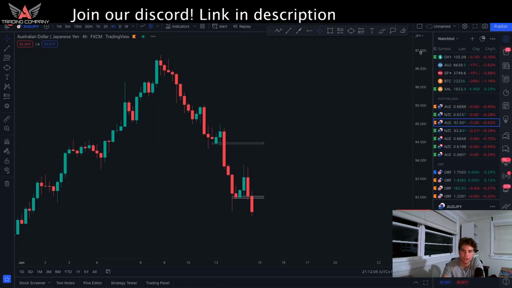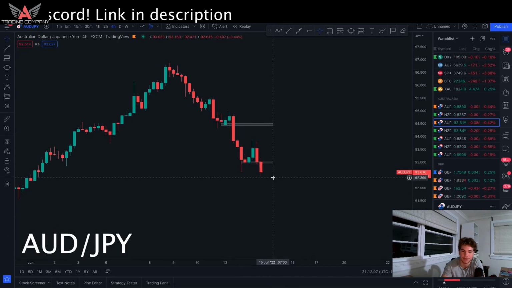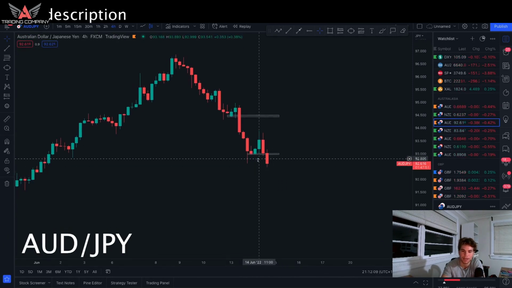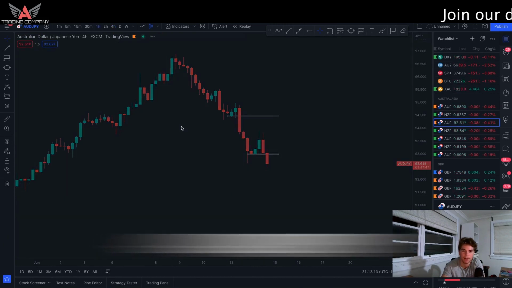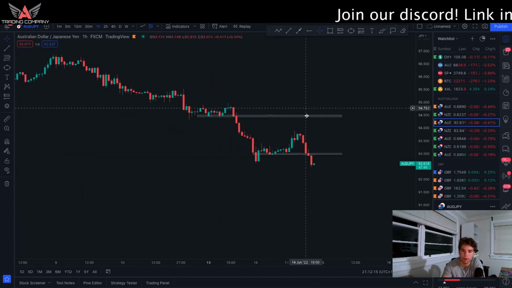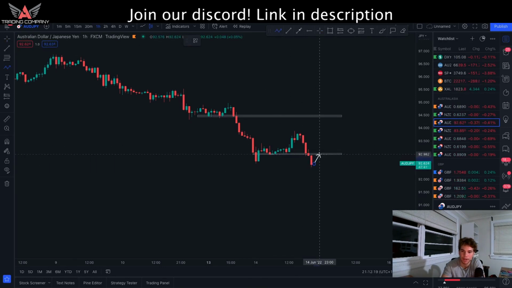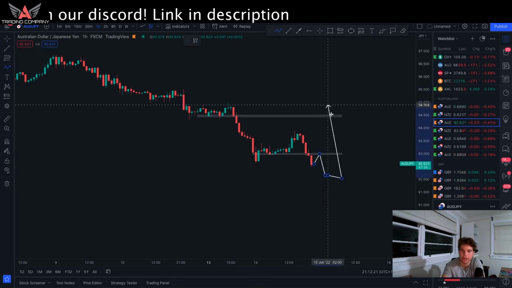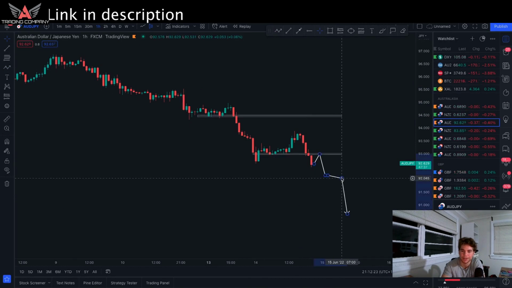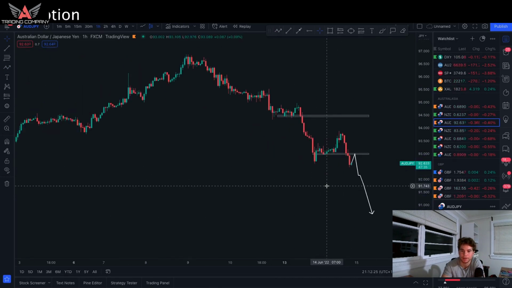Okay, Aussie dollar Japanese yen is a very similar situation. We've got price potentially breaking and closing below this level. Then we can start flipping to the 1H, looking for price to push back to this level, create that rejection and then continue down from there.